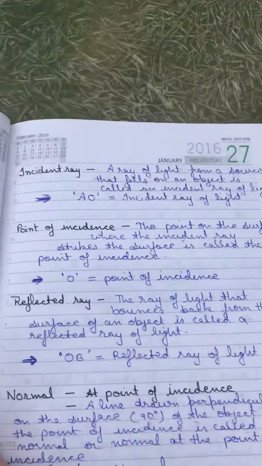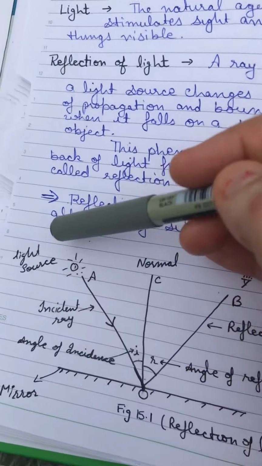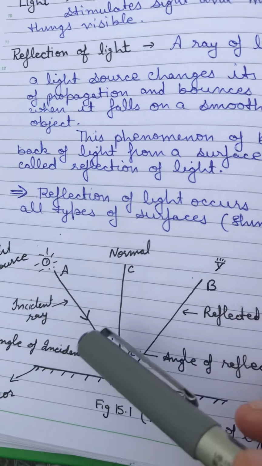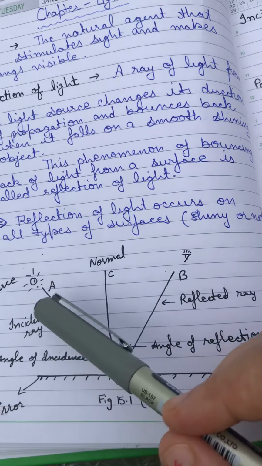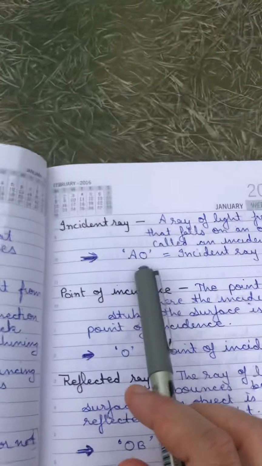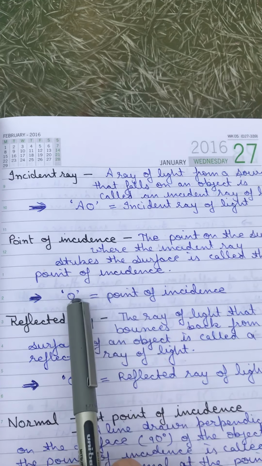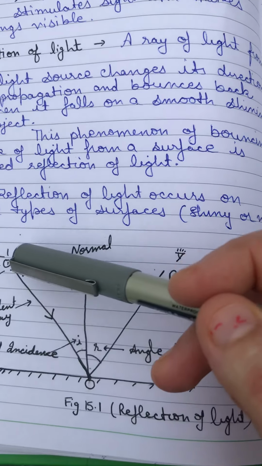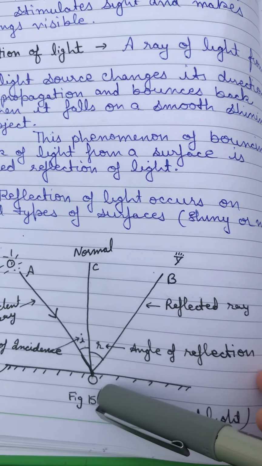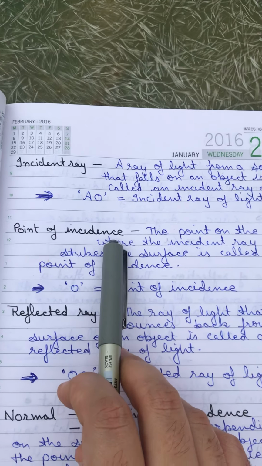Now, incident ray, we know that the ray that comes from the light source and strikes on the shiny surface, for example a mirror, is known as the incident ray. Here AO is the incident ray. Point of incidence, O is the point of incidence where the light ray strikes on the mirror. That point is known as the point of incidence.